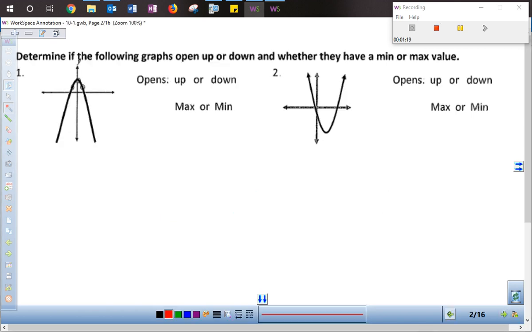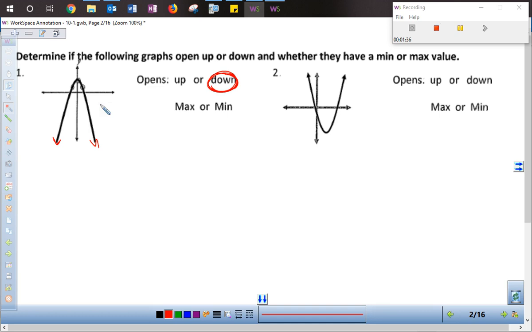So, let's look at these parabolas here and see if we can figure out which one opens up and which one opens down. On number 1, if you'll notice, it kind of looks like a frowny face. It's looking downwards. That means it's opening downwards. Now, in a parabola, the most important point is the vertex. The vertex is what everything is centered around.